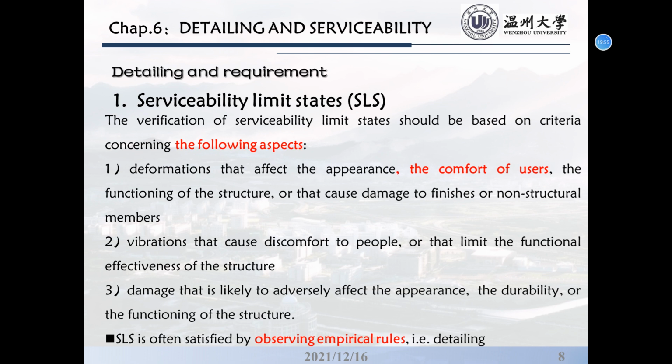For SLS, those aspects, like deformations that affect the structure's appearance. Before, I used examples. Do you remember or not? I used a bridge. For a bridge, crossing the river.